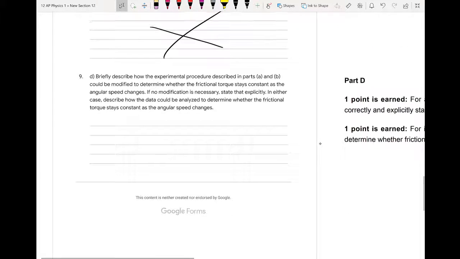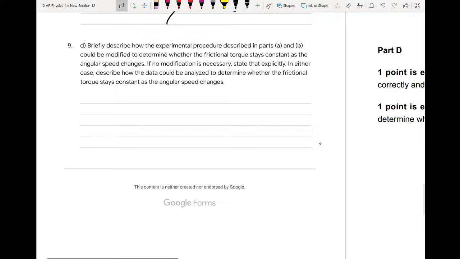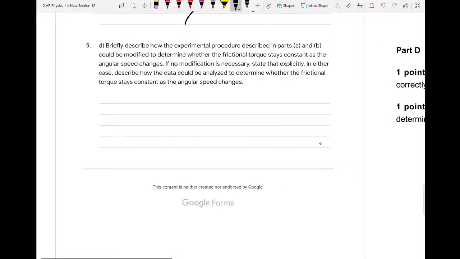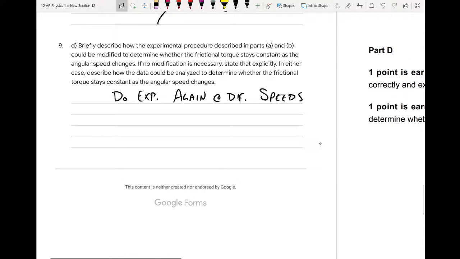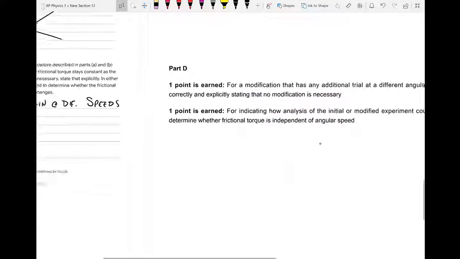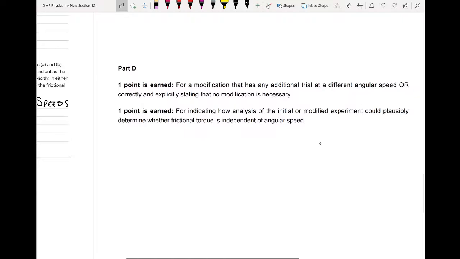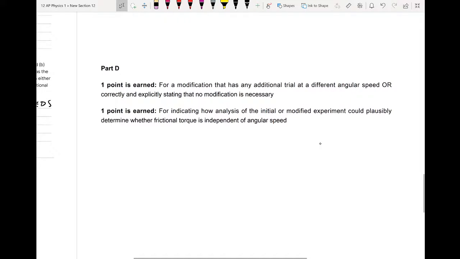And then this last part, just kind of modify what we could do to determine whether or not this is speed dependent. So in this case, we do need to make a modification. And really what we could do is just do the experiment again at different speeds. And this will tell us, hey, if our friction is changing, then we know that it is dependent on speed. If it doesn't change, then we know that it is not dependent on speed. So in this case, they're saying for modification that has any additional trial at a different angular speed or states that none is necessary. In this case, we are doing it at a different speed.